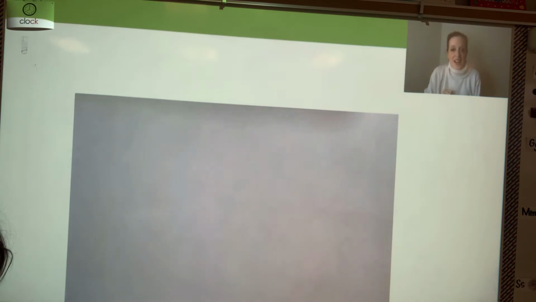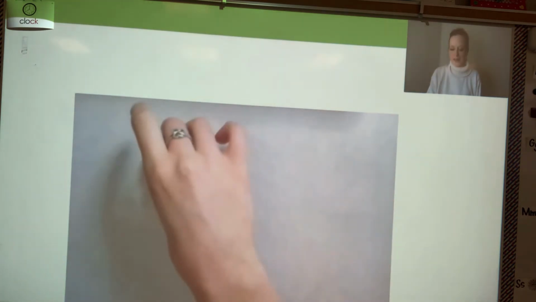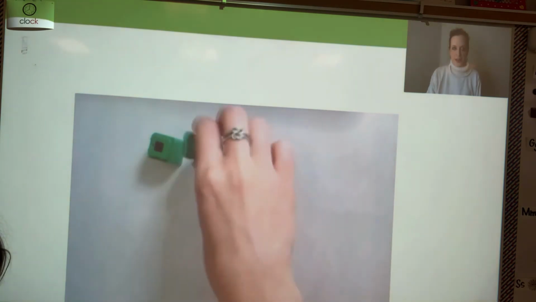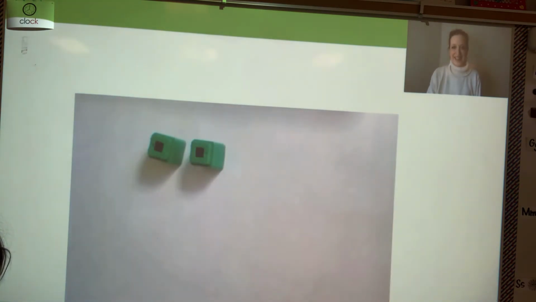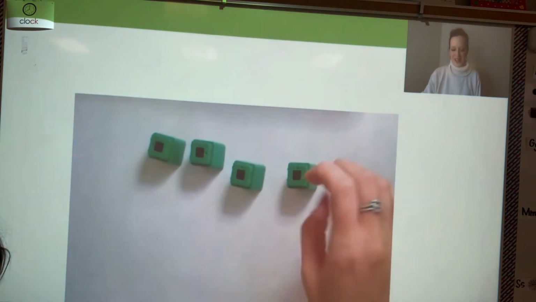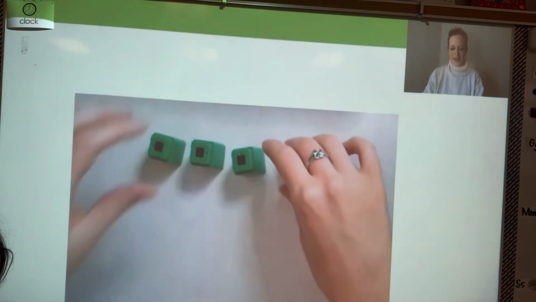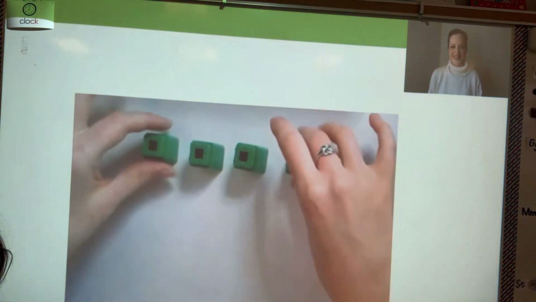Yes, I heard a friend say that we could show our butterflies with our cubes. Let's do that. There were 4 butterflies, so let's put out 4 cubes in a line. She's doing hers in a line. 1 butterfly, 2 butterflies, 3 butterflies, and 4 butterflies. I'll try to line them up nice and neat.